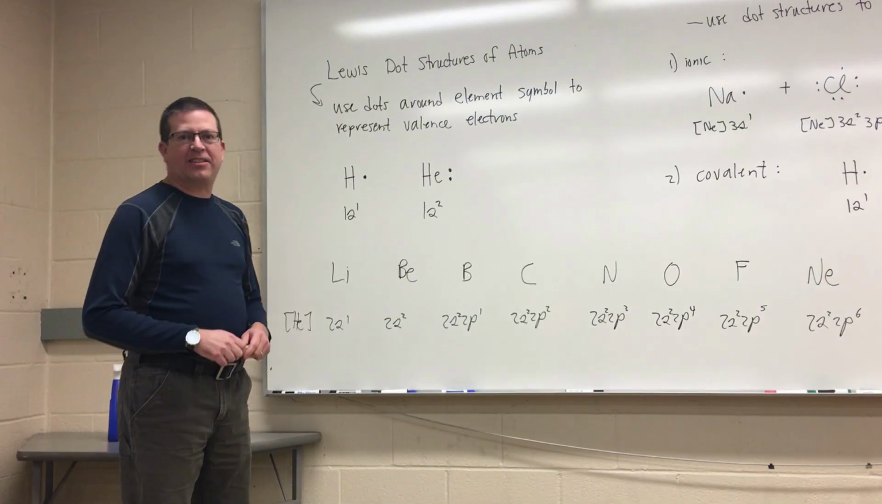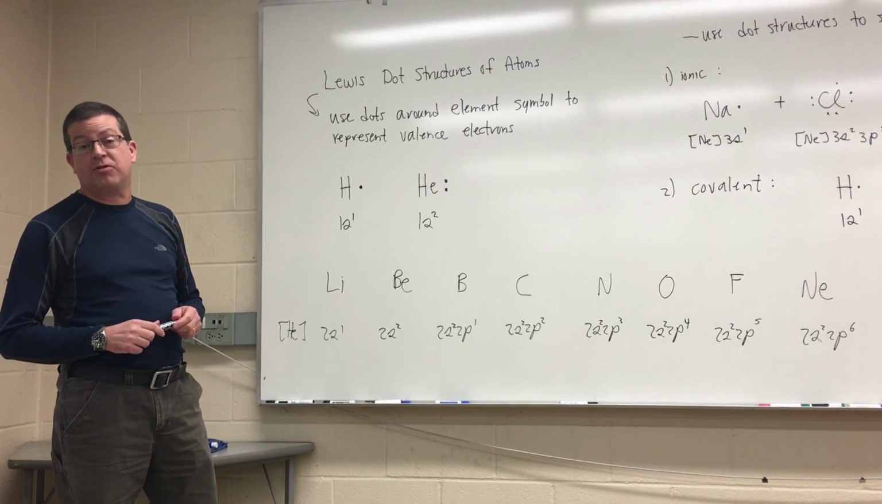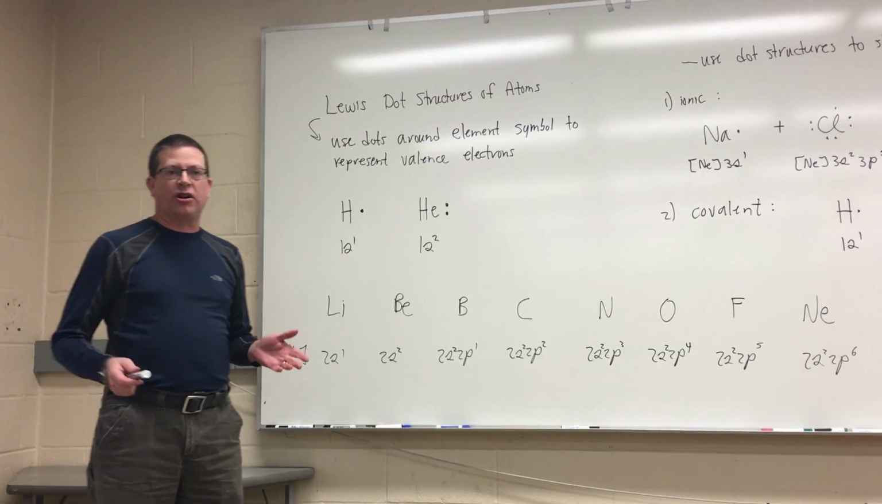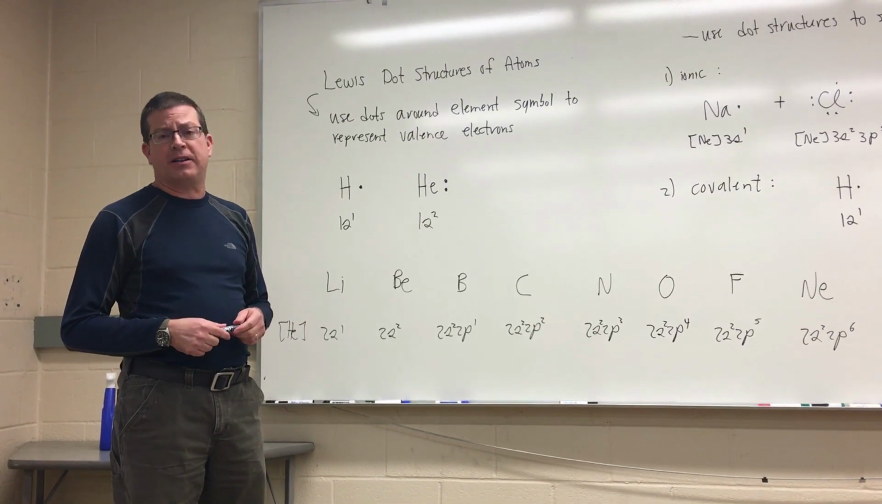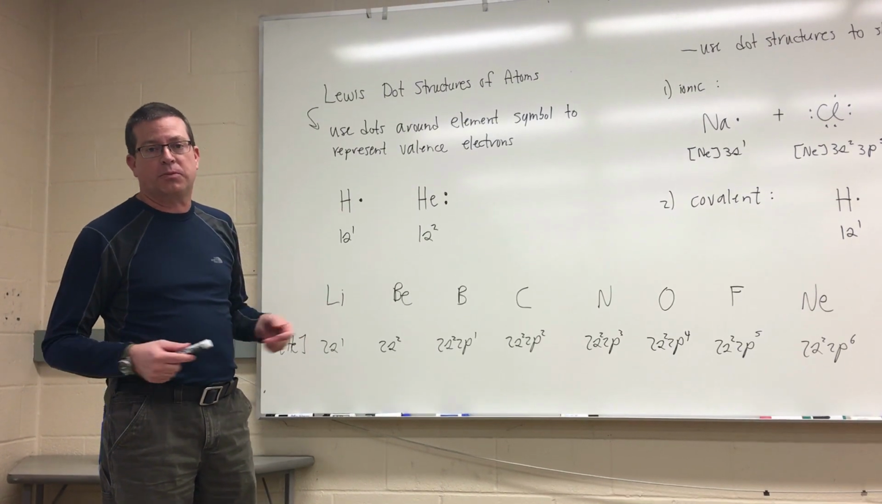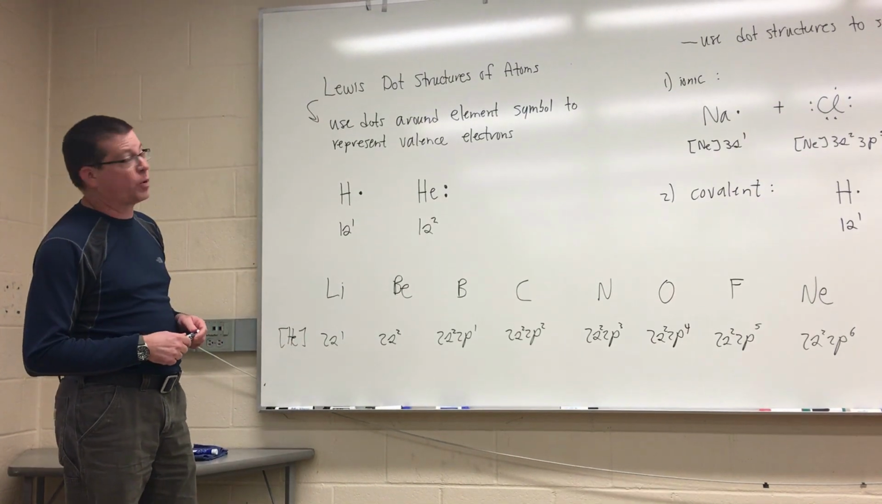Welcome back, folks, and the topic of today's video is going to be Lewis dot structures of atoms. And we're going to show how these dot structures can then be used to show how bonding processes occur, both in terms of covalent and ionic bonding. So we'll review that just a bit as well.